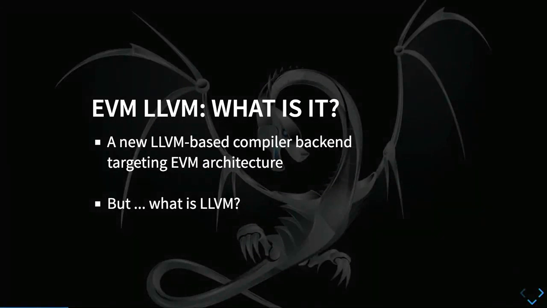Okay, so EVM LLVM, what is it? You see that there are two VMs there, so perhaps it's another VM running on the blockchain. Actually, EVM LLVM is a new LLVM-based compiler backend targeting the EVM architecture. LLVM is basically a compiler framework, so EVM LLVM is a new backend created on it, targeting the EVM architecture. But some people would also be wondering, what is LLVM?